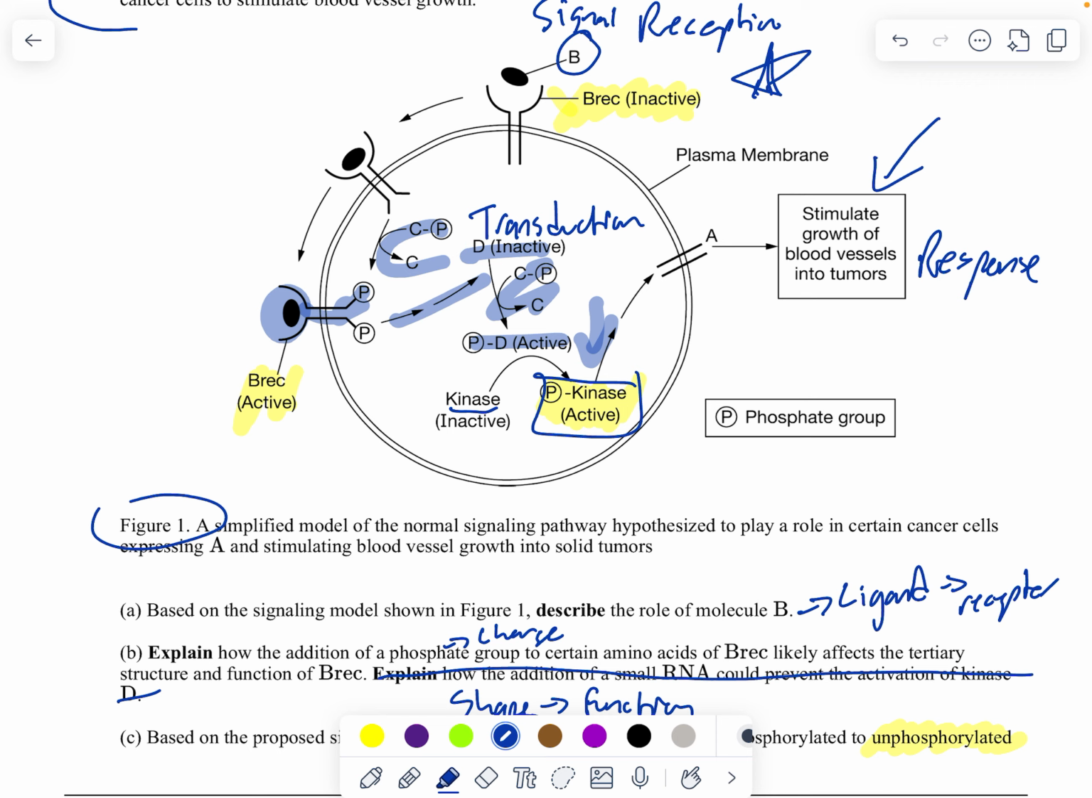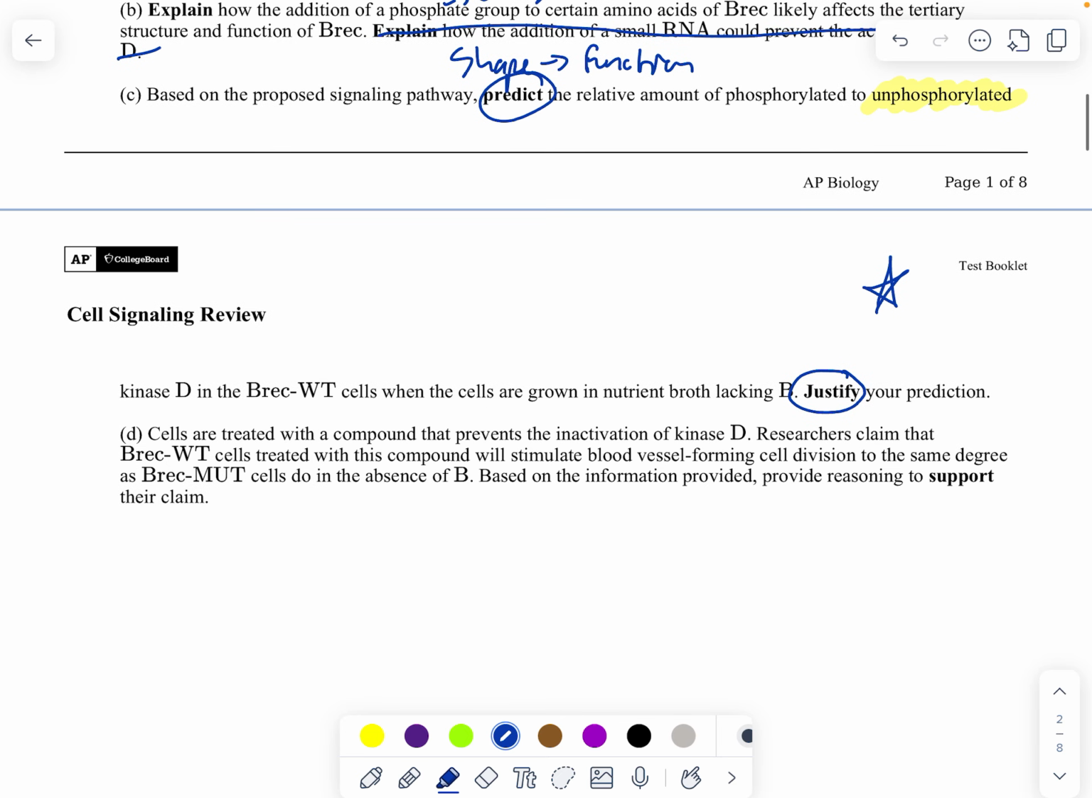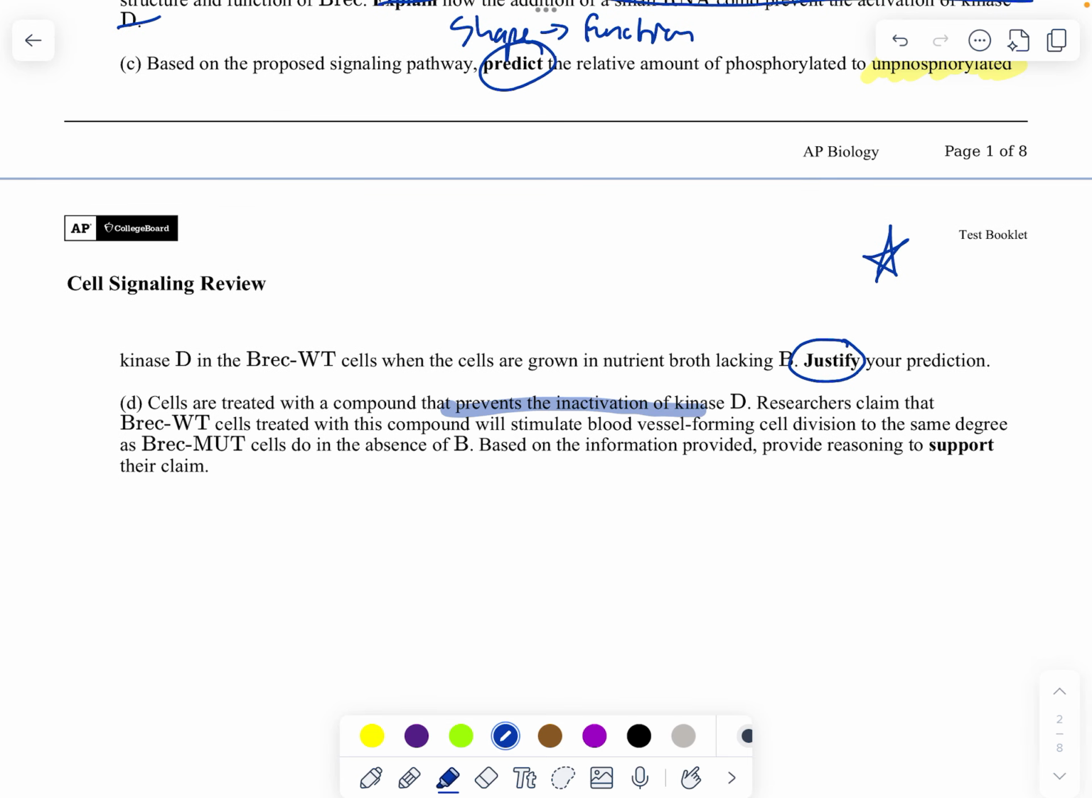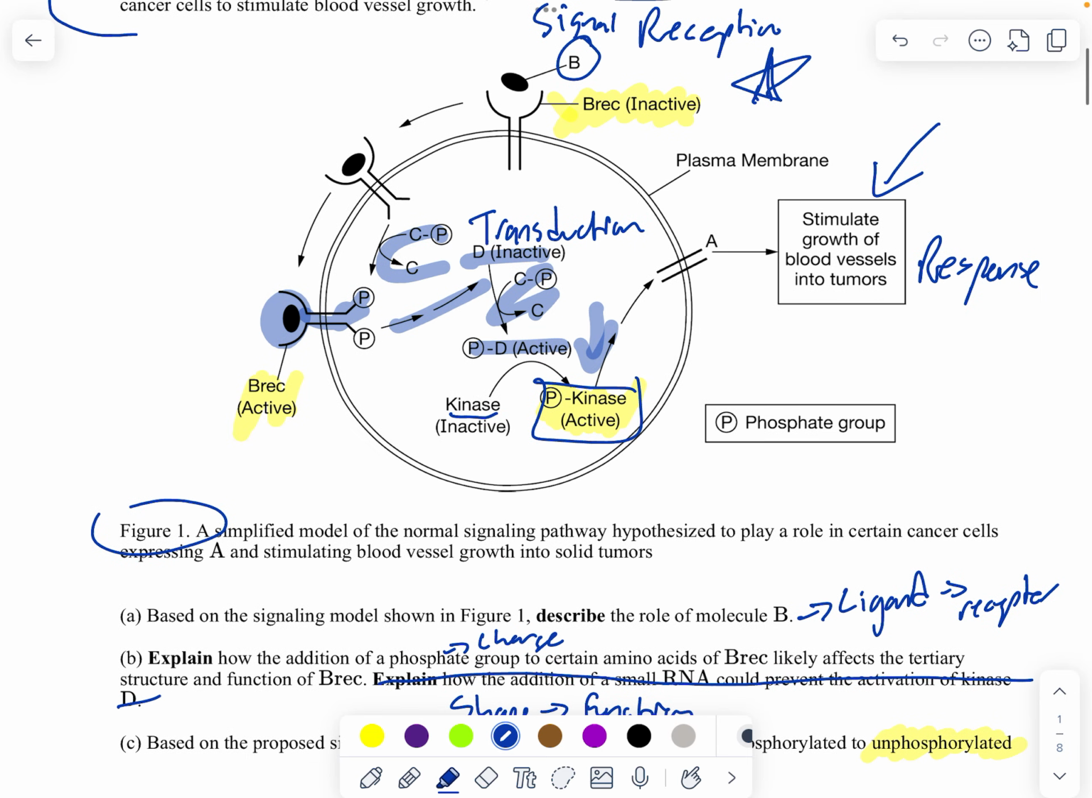The receptor will not stimulate intracellular signaling or the signal transduction pathway, and thereby the phosphorylated kinase will not be made, thereby the kinase will remain unphosphorylated. Okay, and then letter D, cells are treated with a compound that prevents the inactivation of kinase D.